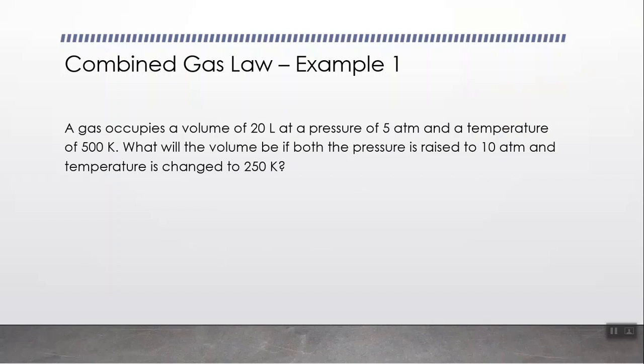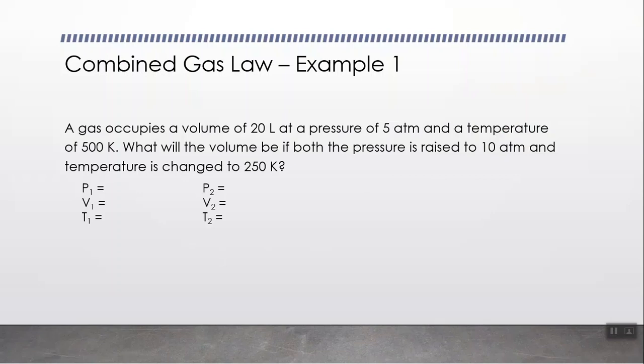Example 1. A gas occupies a volume of 20 liters at a pressure of 5 atmospheres and a temperature of 500 Kelvin. What will the volume be if both the pressure is raised to 10 atmospheres and temperature is changed to 250 Kelvin? So the first thing you want to do is identify the different variables that they're giving you, right? So I know that this is a combined gas law because they're giving me all the variables except for one, and they're giving me pressure, volume, and temperature.